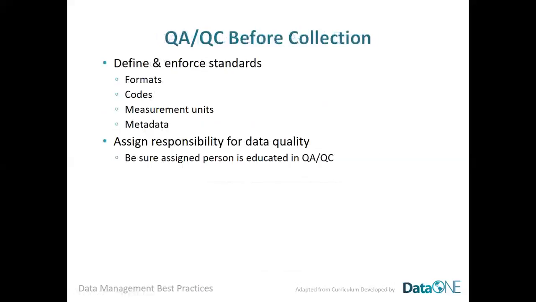Before you start collecting data, it's better to sit down and think through how you're going to do it. Define some standards that you're going to use beforehand, and then make sure you enforce those standards while you're collecting data. Think through what type of formats you plan to use. Are you going to have any specific codes that you want to make sure you use? Think through the codes, identify them, and record them somewhere where everyone can see. What kind of units do you plan to use? And what metadata do you think is important to record as you're collecting data?